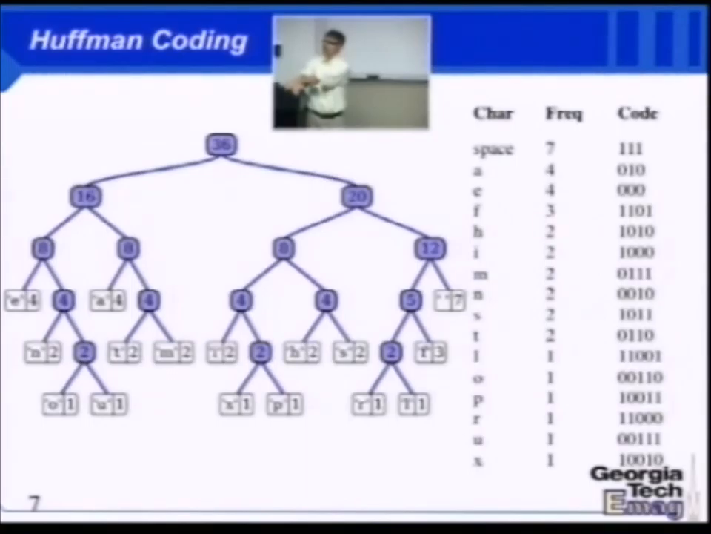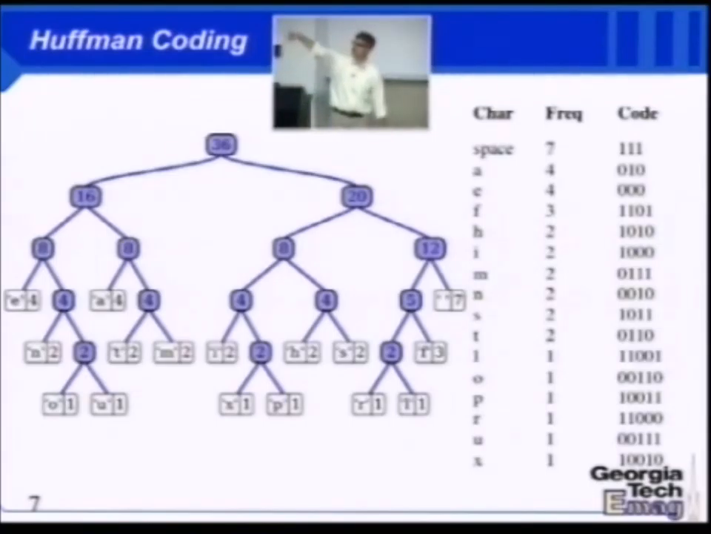So space is 7, N and E are 4. You don't go down the road to U and X, you find those don't occur very often relative to the other ones. So there's relative occurrence. And you assign a code. The short codes you give to the space, because that occurs a lot. And the long codes you give to the infrequently occurring thing.